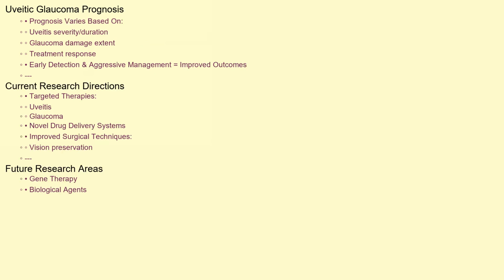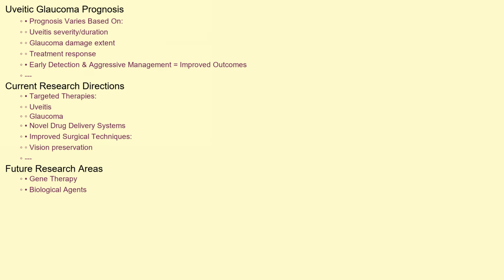Adherence to prescribed medications and close collaboration with an ophthalmologist can help minimize the risk of developing uveitic glaucoma or slow its progression. The prognosis for uveitic glaucoma varies depending on several factors, including the severity and duration of the uveitis, the degree of glaucoma damage, and the individual's response to treatment. Early detection and aggressive management can significantly improve outcomes.